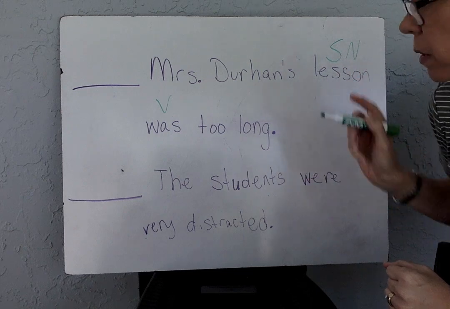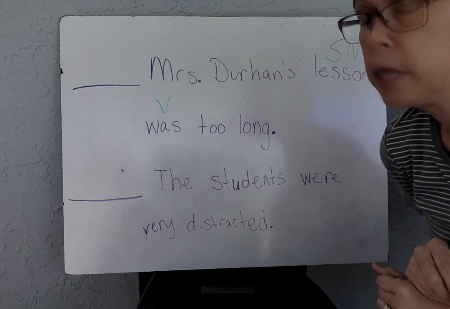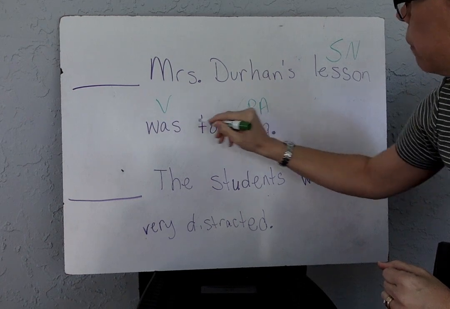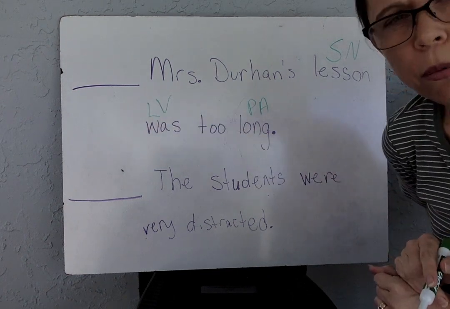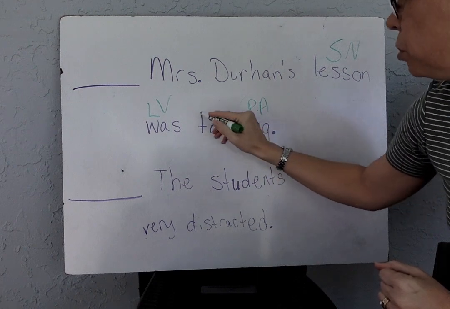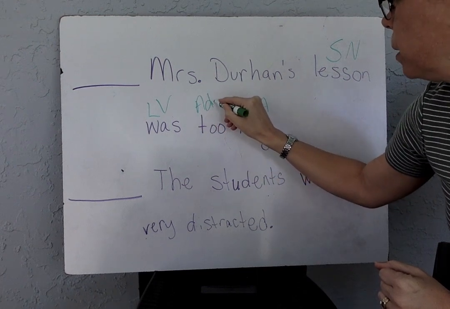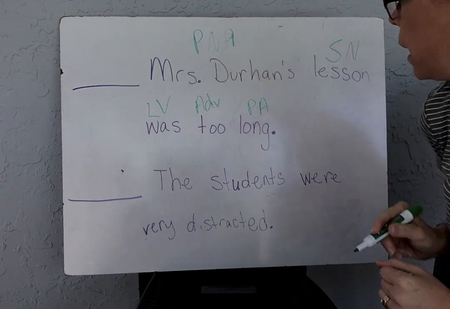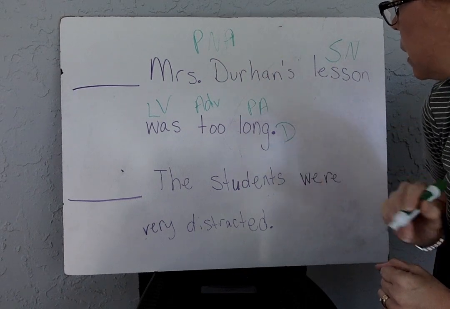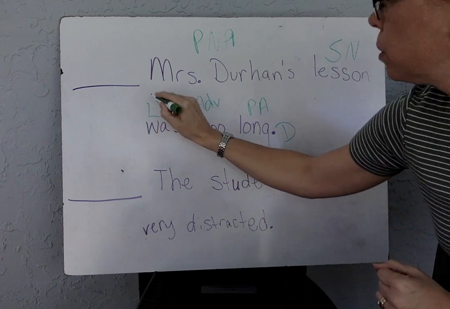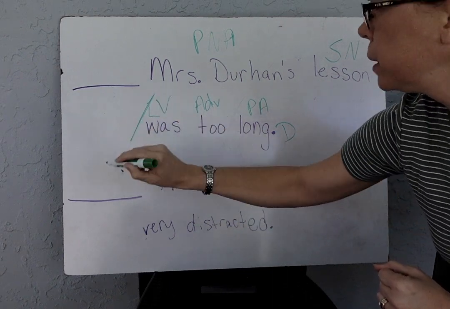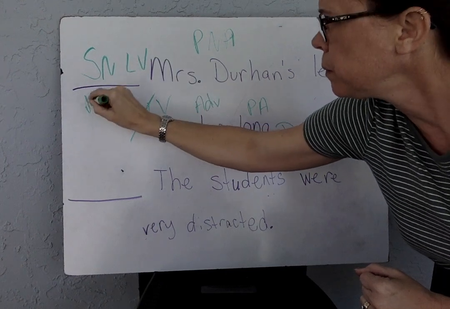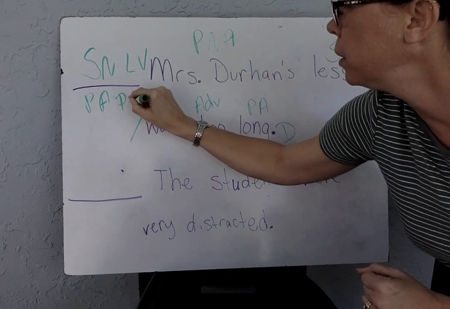Does long mean the same thing as lesson? No, but it tells us what the lesson is like. So this is our predicate adjective. That means was is a linking verb. How long? Too long. Adverb. Whose lesson? Mrs. Duran's. Possessive noun adjective. Period, statement, declarative sentence. Go back to the verb. We'll divide the complete subject from the complete predicate. Subject, noun, linking verb, predicate adjective, pattern 5.